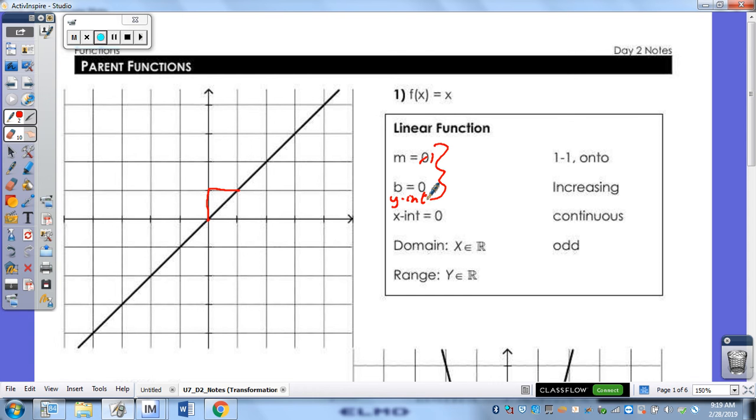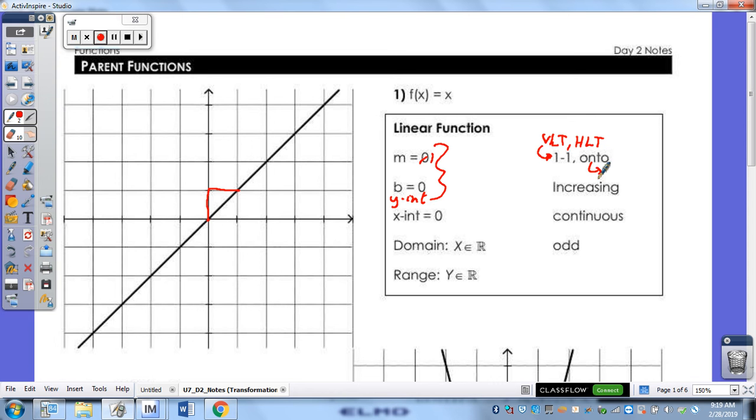Domain is everything, so x is an element of the reals. Range is also everything. y is an element of the reals. This function is 1-to-1 because it passes both the vertical line test and the horizontal line test. We talked about 1-to-1 in our last unit. So both vertical and horizontal makes it 1-to-1.